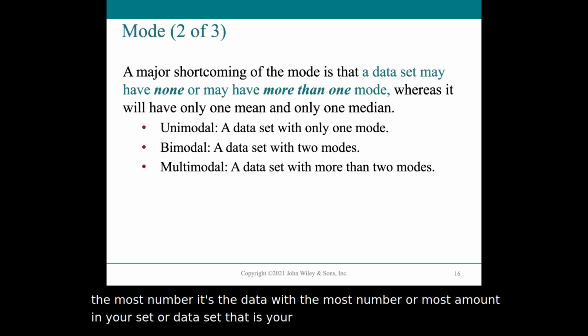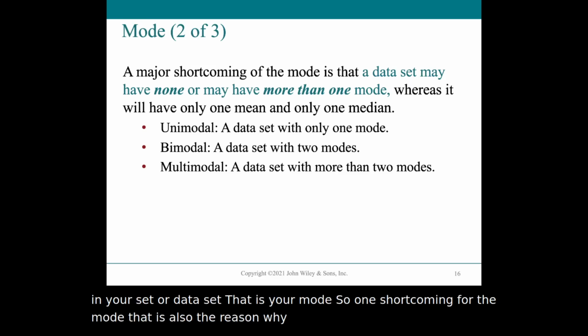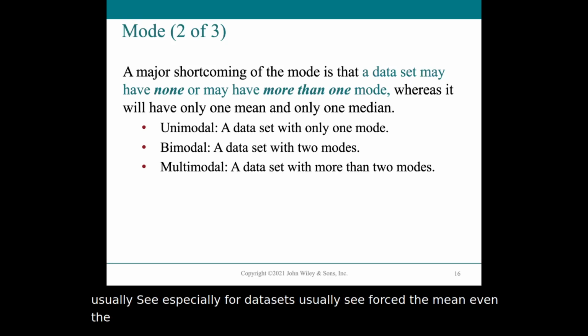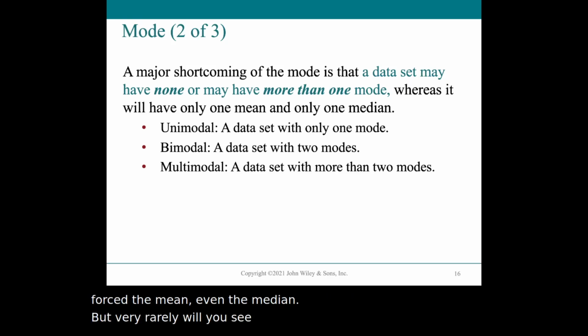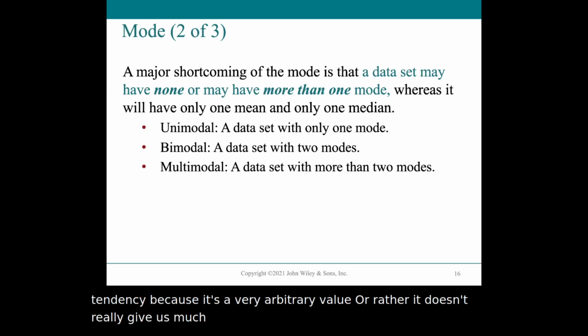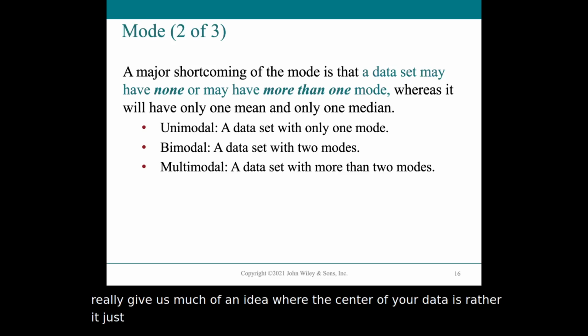So one shortcoming of the mode, and also the reason why you don't always see it: especially for data sets, you usually see, of course, the mean, even the median. But very rarely will you see the mode used as a measure of central tendency because it's a very arbitrary value. It doesn't really give us much of an idea where the center of your data is. Rather, it just tells you which value occurs most frequently in your data set.